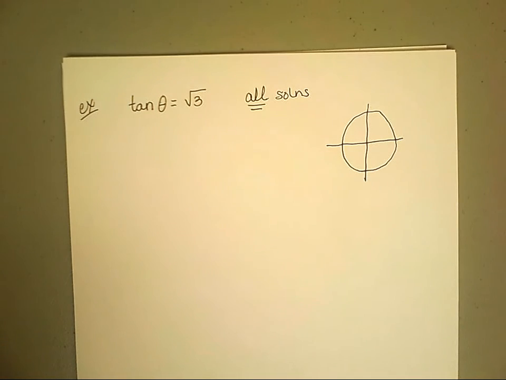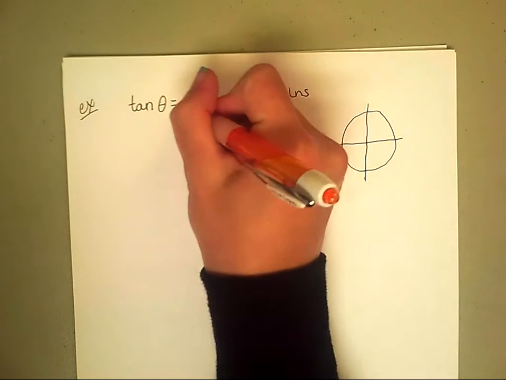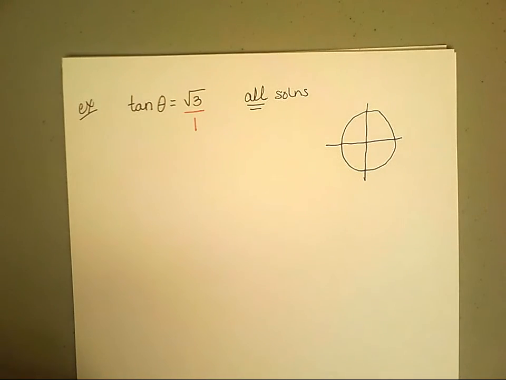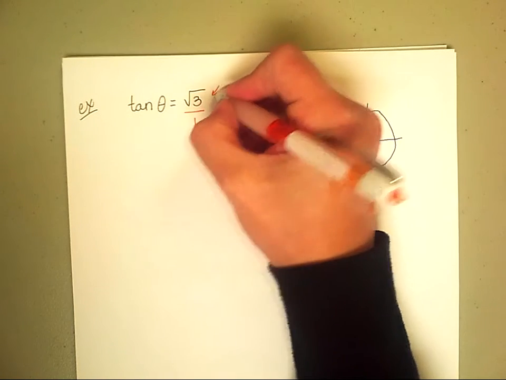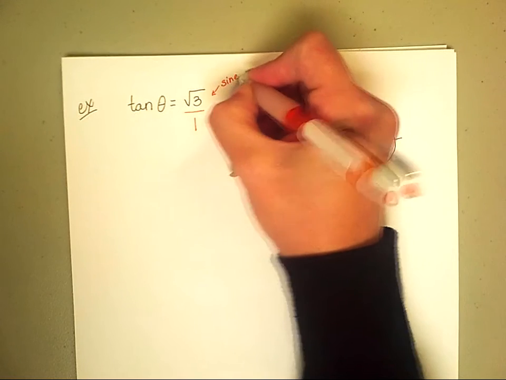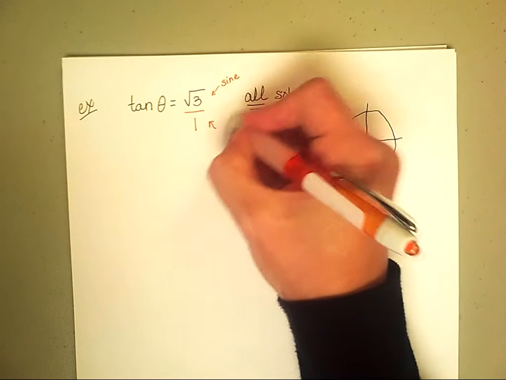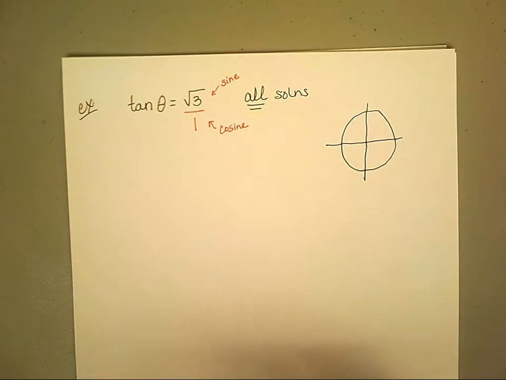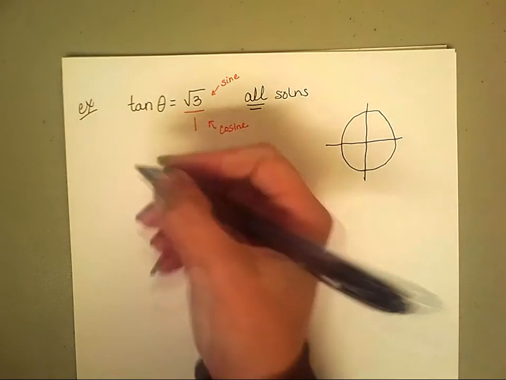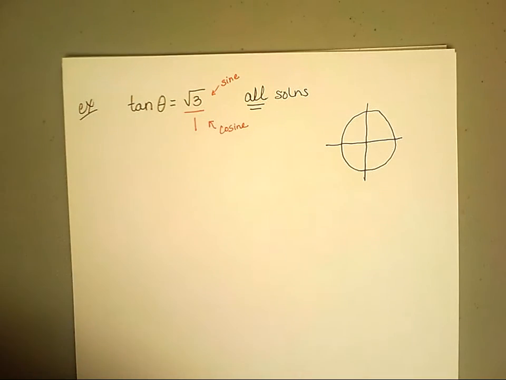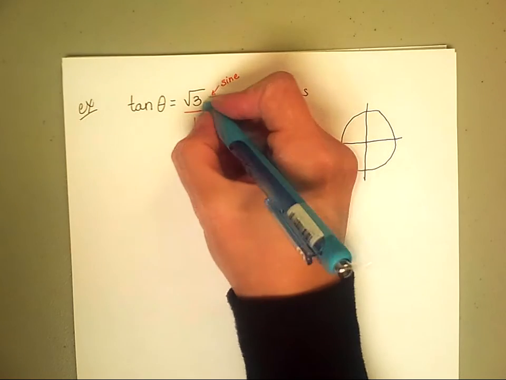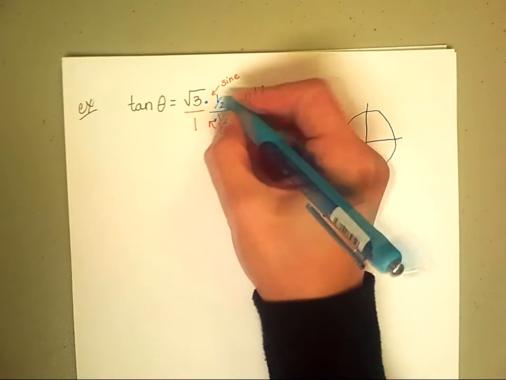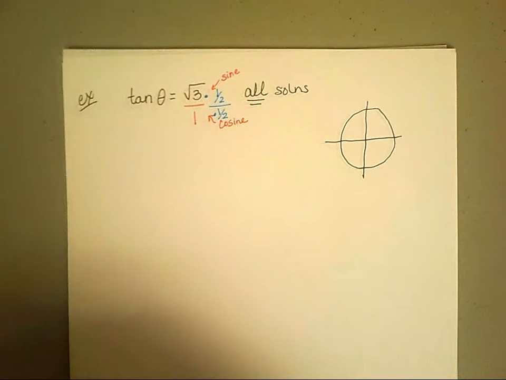So the thing we have to remember is that we can write any number as a fraction by putting it over 1. The reason why I'm going to do this is because when I'm done, I want this to represent the sine, and this one to represent the cosine. Now, because I don't have 1s and square roots of 3, I can multiply this by a half and this one by a half. I'm just multiplying them by 1 over 1, so I haven't changed the value.